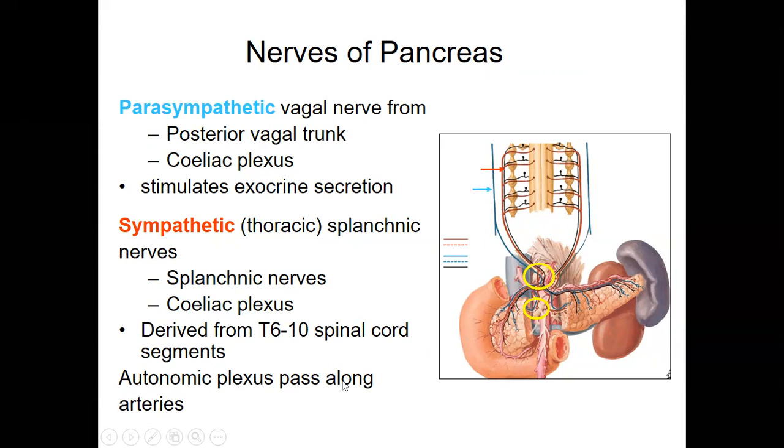The autonomic plexus passes along the artery. You can see here the autonomic plexus will pass along the artery. It follows the artery, right?